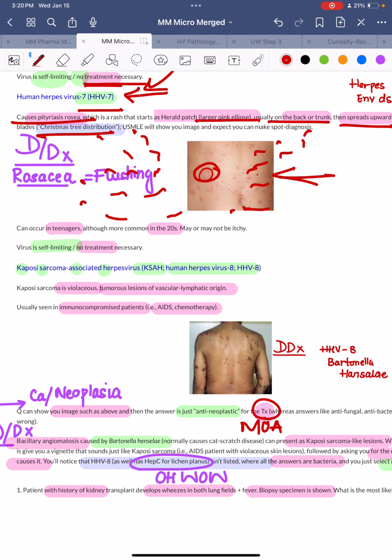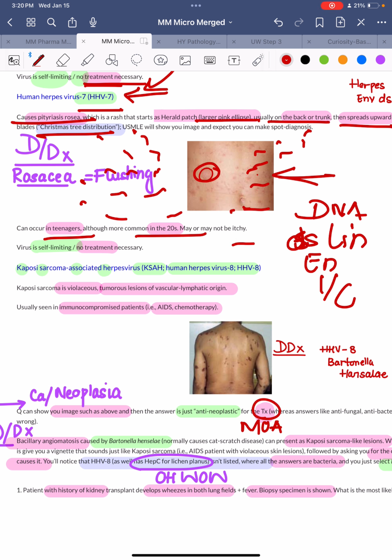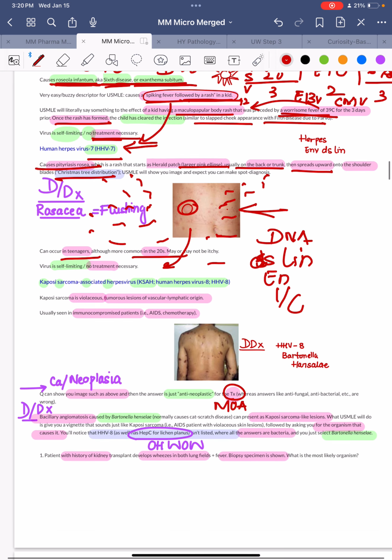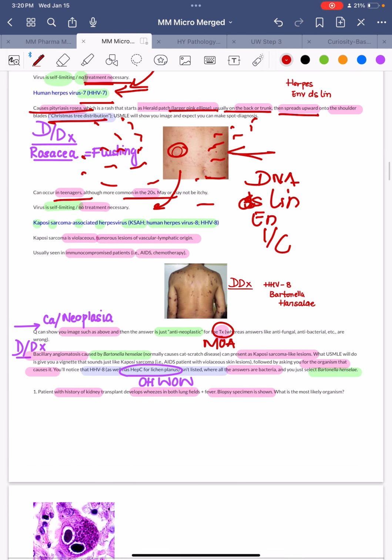Of course, you should remember again a quick review of the viral characteristics. It's a DNA virus. It's very simple. So it is double-stranded linear, and it's an enveloped virus, and it's icosahedral nucleocapsid in shape, right? And then it can be in teenagers, most common in the 20s, may or may not be itchy. And if they ask you about the treatment, no treatment necessary, just like for roseola infantum or sixth disease or exanthem subitum, HHV6, right? Okay.